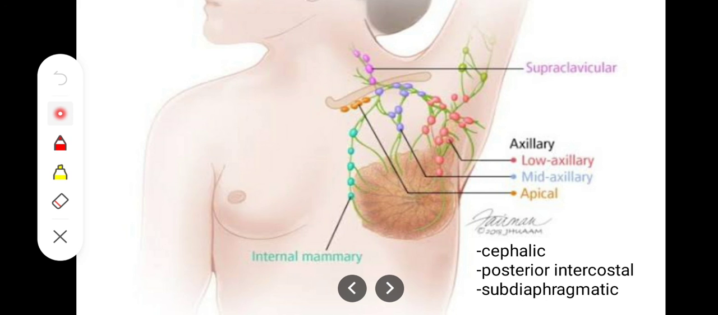So these were the lymph nodes and the lymphatic drainage of the breast, and the blood supply and the venous drainage and the nerve supply of the breast.